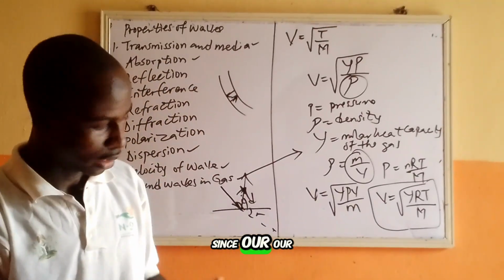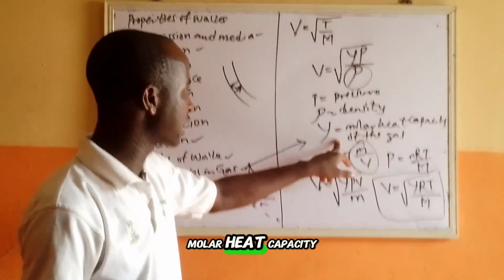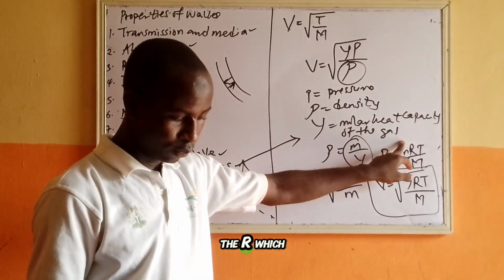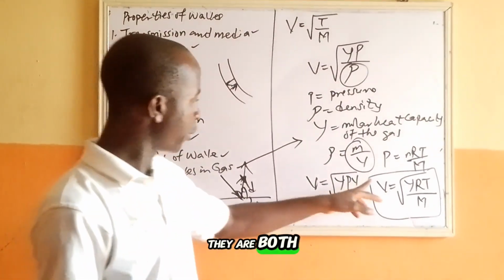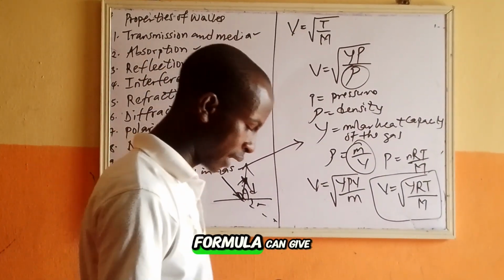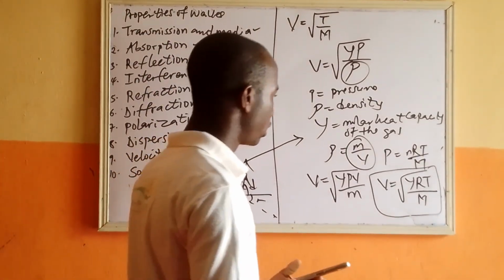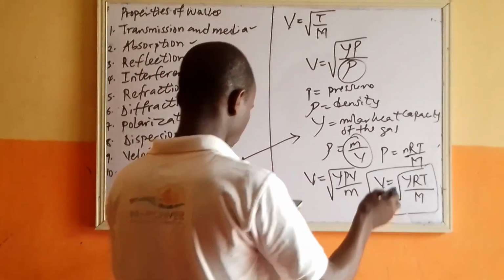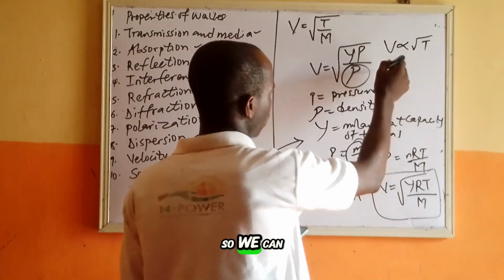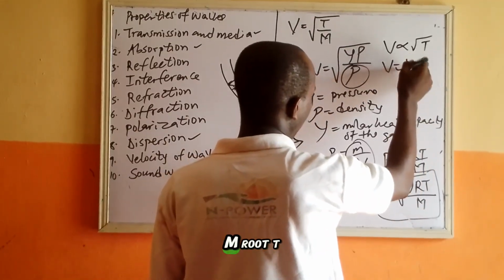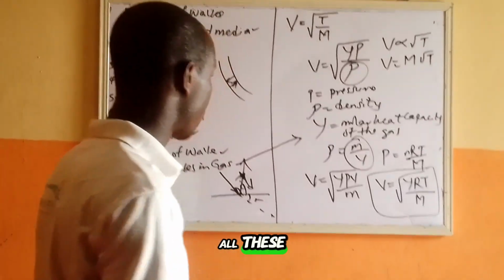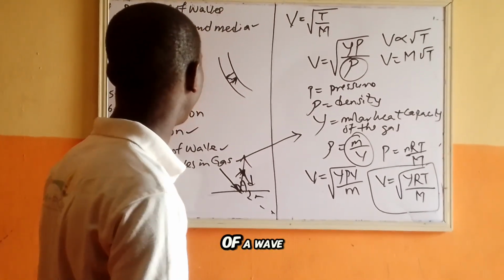And remember that since our gamma, the molar heat capacity ratio, and R, which is our universal gas constant, are both constant, you can say that the formula gives us v proportional to the square root of T. So take note of all this when you are dealing with the equation of a wave.